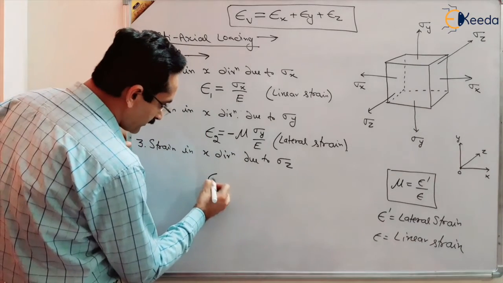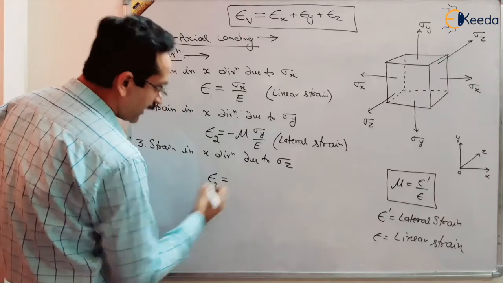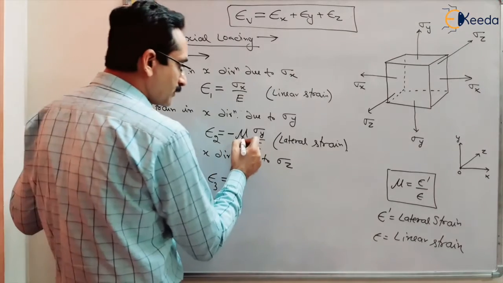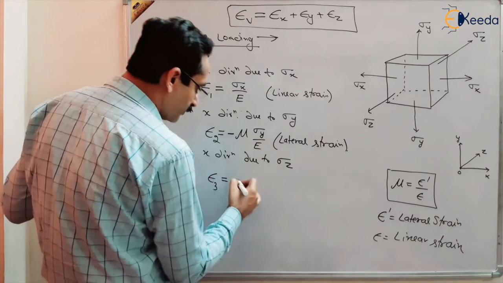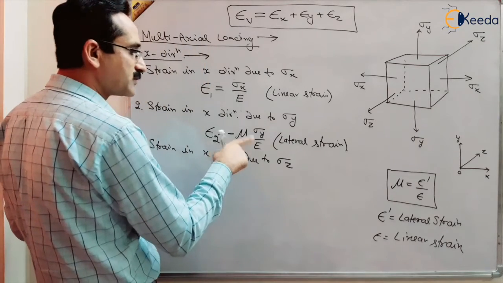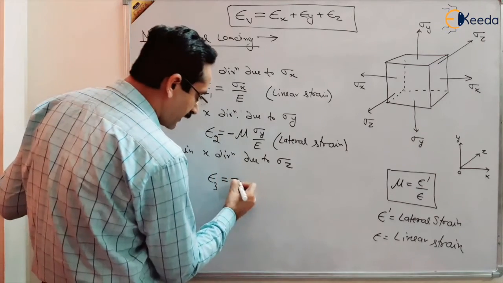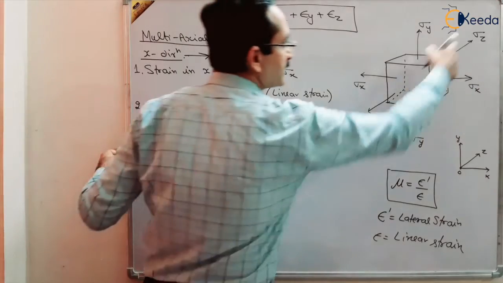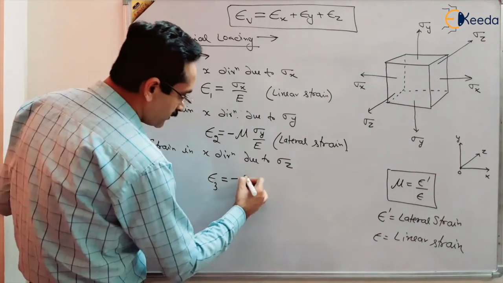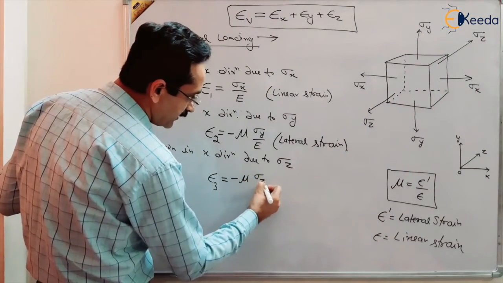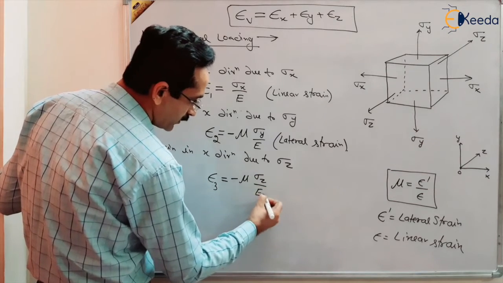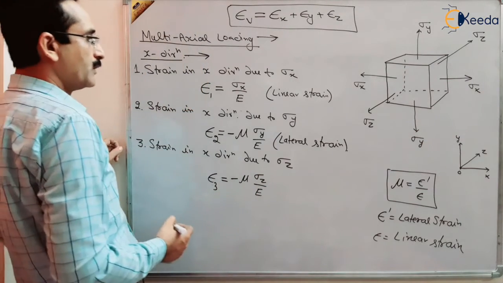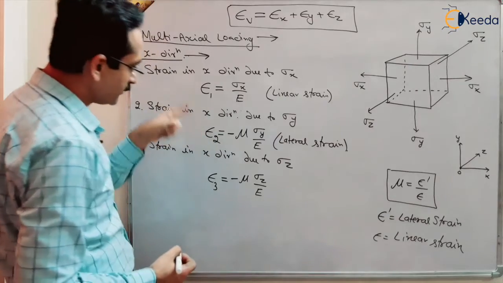So we can write, suppose this is epsilon 3, and that will be equal to, again it is lateral strain, that is mu times, and we are assuming that Poisson's ratio is same in all directions. So this will be negative again because sigma z is tensile, so it will be negative mu times stress upon modulus of elasticity. So epsilon 1, epsilon 2, epsilon 3.